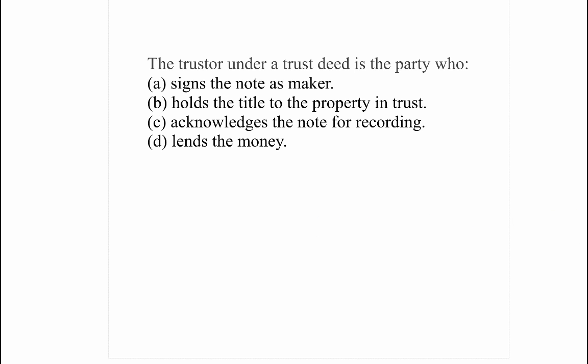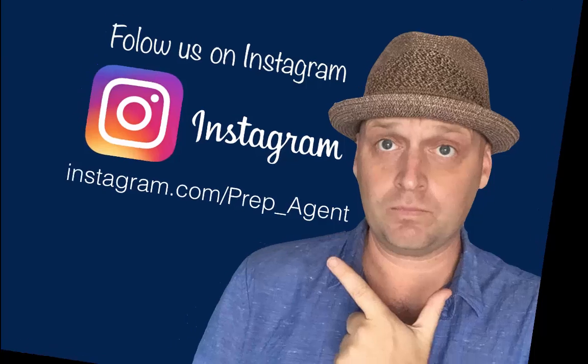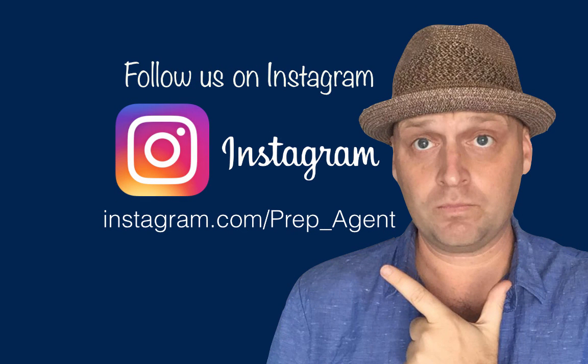The answer is A. Signs the note as the maker. The trustor is the borrower under a deed of trust and is the one who signs the note and deed of trust. Remember, the trustor is the giver of that note. They retain equitable title. The trustee receives it on behalf of the beneficiary and retains what is called legal title, the right to sell. The note they are referring to is the evidence of the debt.